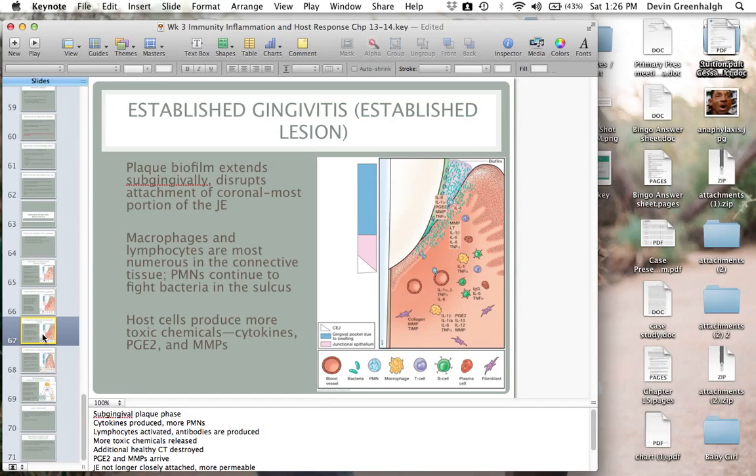Plaque biofilm extends subgingival, disrupting attachment of the coronal-most portion of the junctional epithelium. Macrophages and lymphocytes are most numerous in the connective tissue. PMNs continue to fight bacteria in the sulcus. Host cells produce more toxic chemicals, cytokines, prostaglandin E2s, and MMPs. So this is when plaque has gone subgingival.